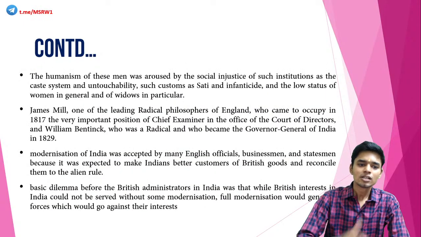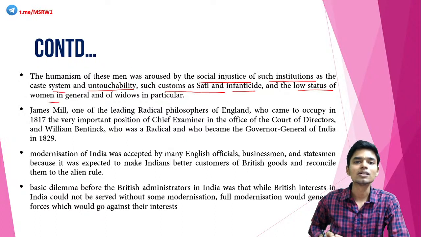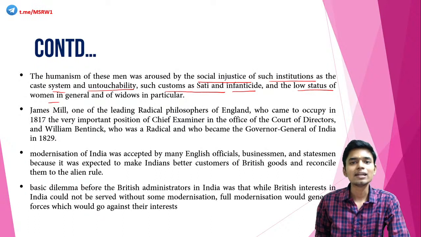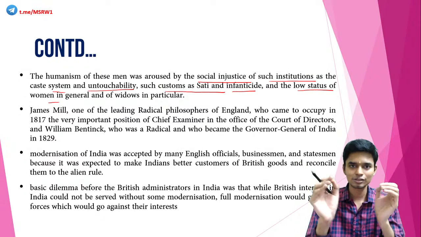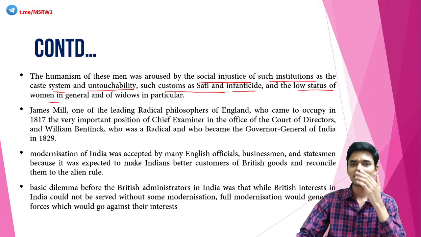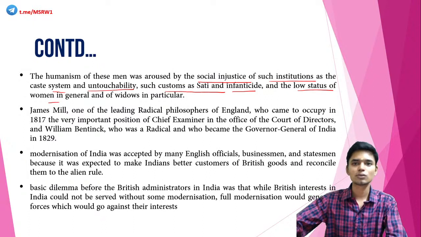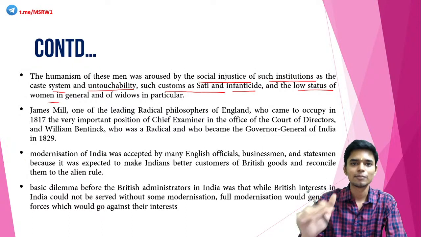Clear? So the humanism of these men was aroused by the social injustice of institutions such as the caste system, untouchability, sati, infanticide, the lower status of women, etc. These are the reasons why these radicals emerged in India, because of the inherent flaws in the Indian system. Our civilization is great in a lot of respects, but it is a fact that traditions such as sati, infanticide, and low status for women are flaws. It doesn't matter that it is the Europeans who tried to intervene in India; as far as these areas are concerned, it is nothing India can be proud of.